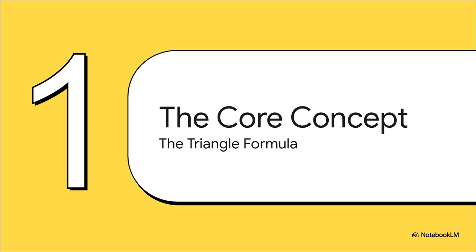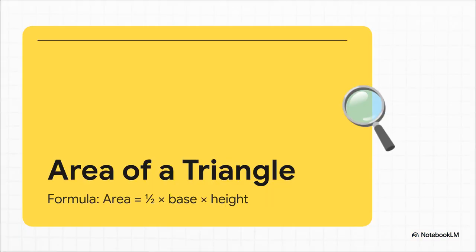All right, before we jump into the stories themselves, we've got to cover the foundation, right? Every single problem in this entire lesson boils down to one simple universal formula. And there it is. Area equals 1/2 times the base times the height. Pretty simple, right? That is the core skill they're trying to teach. So now let's see how this lesson actually puts that formula into action.